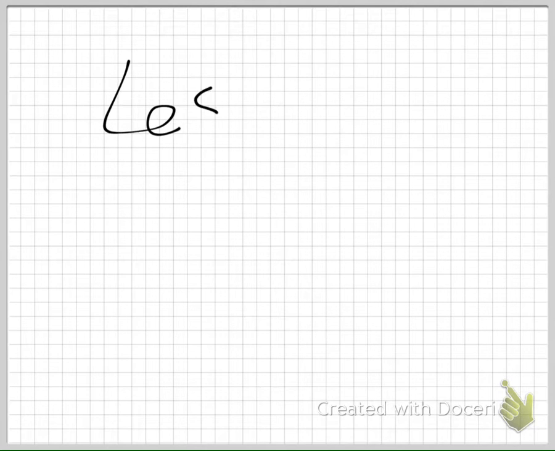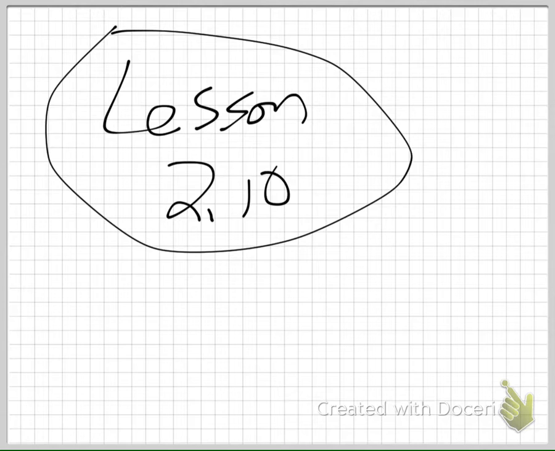All right, this is lesson 2.10 in pre-algebra, solving one-step equations by multiplying or dividing. So, here's the deal. Let's do a quick little review of the adding and subtracting. Let's go: a plus 5 is less than or equal to 7. What do I do here?